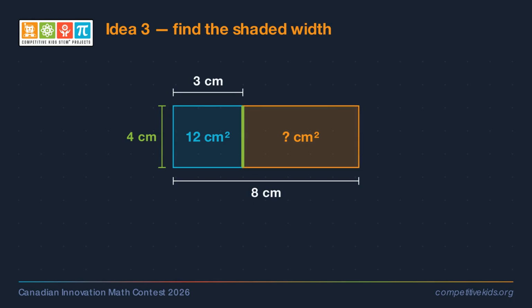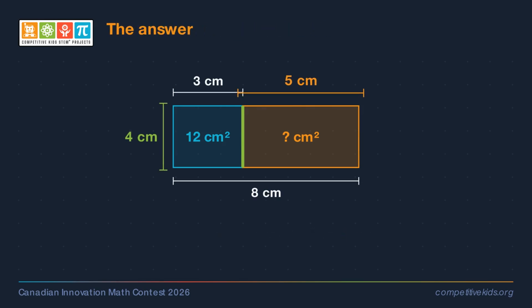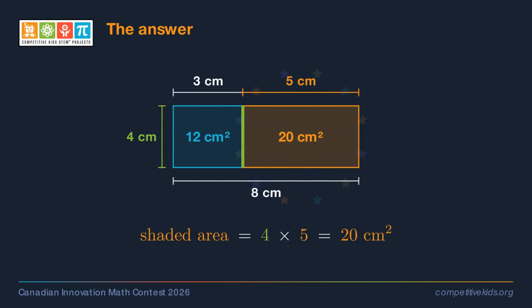Now find the shaded width. The whole row is 8 centimeters wide. The left part is 3. So the shaded part is 8 minus 3. That equals 5 centimeters. The shaded area is 4 times 5. That is 20 square centimeters.